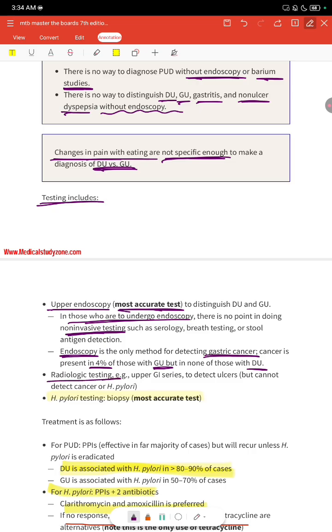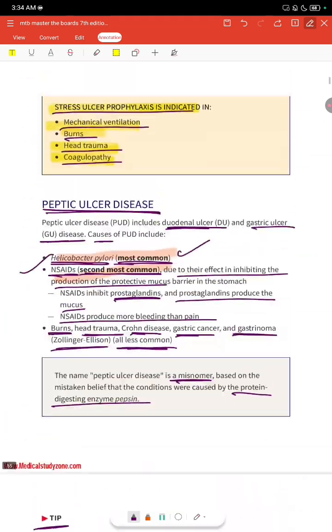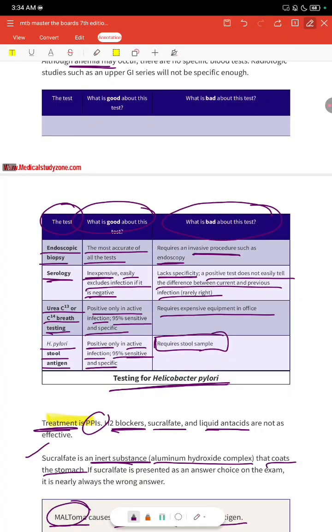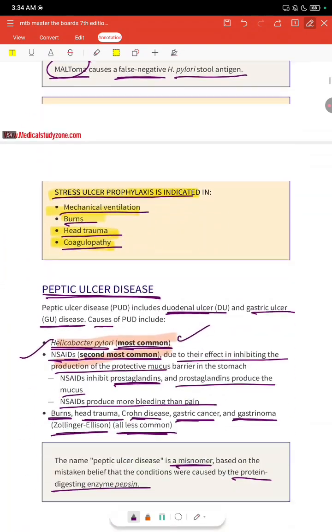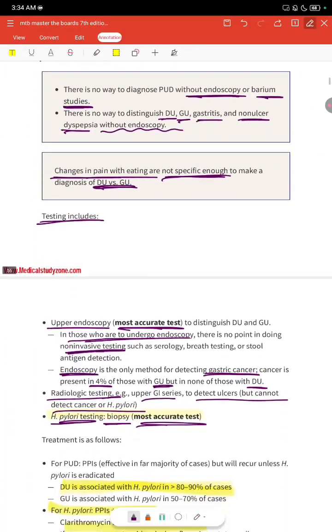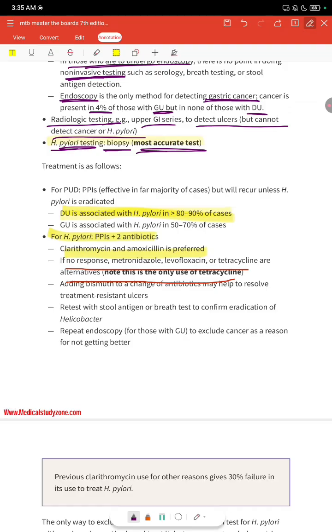Radiologic testing, for example, upper GI series, detects ulcers but cannot detect cancer or H. pylori. So, the radiologic testing will only detect the ulcers. H. pylori testing, as we studied, biopsy is the most accurate test. It's the good thing about the endoscopic biopsy, but it requires an invasive procedure such as endoscopy. That's the bad thing about it. But the most accurate one is what? Biopsy. There is no doubt about it.